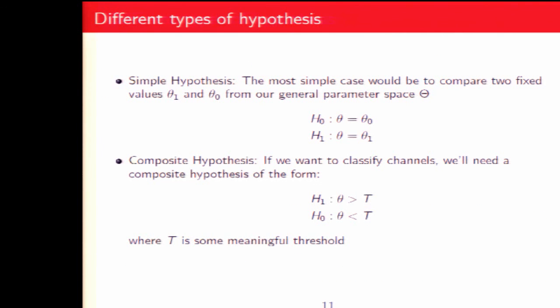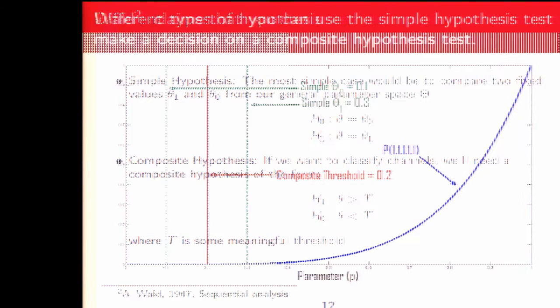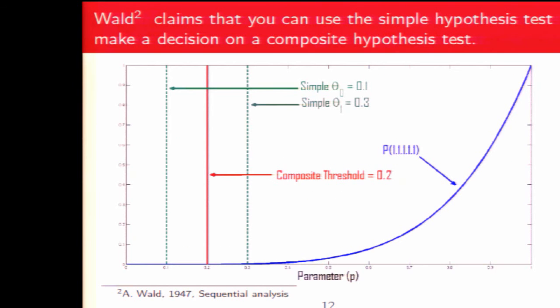So, if I'm going to classify, simple hypotheses aren't going to cut it. Instead, what I'm going to need is composite hypotheses of this form. In order to build a test for this type of hypothesis, I'll refer to a sort of cute argument by Abraham Wald. And the cute argument is this.